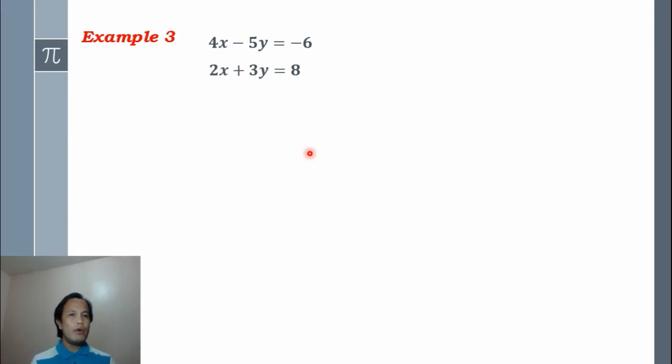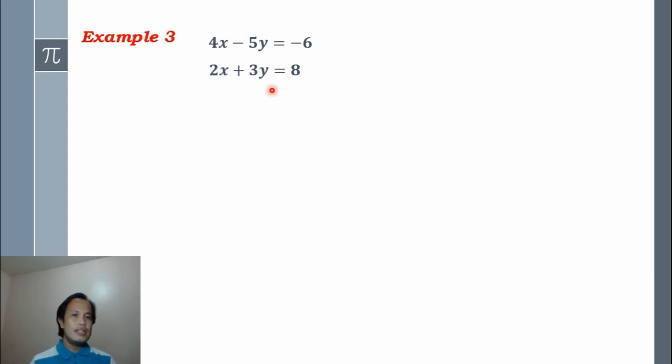Now let's proceed to the third example, our last example. For example, we are given the set of equations: 4x minus 5y equals negative 6, and the second equation is 2x plus 3y equals positive 8. Now this time, we will solve for the variable y. Therefore, we will eliminate the variable x.